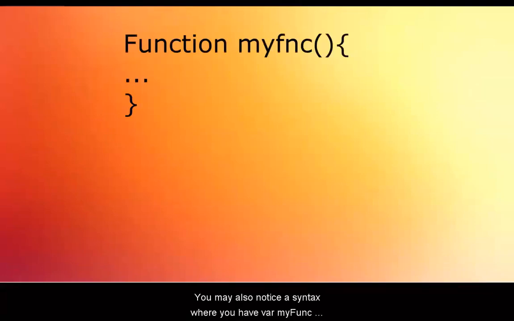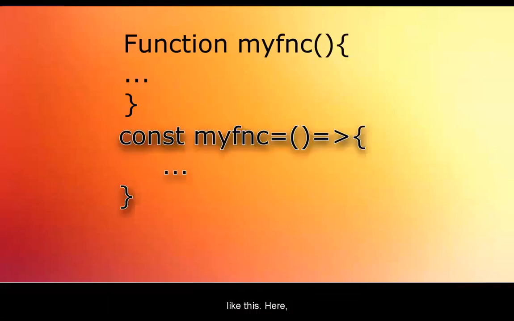You may also notice a syntax where you have var myfunc equal to function. Now an arrow function looks like this. Here I store it in a constant and then on the right side of the equal sign is the syntax of the arrow function. A list of arguments, which can be empty or can contain arguments, and then an arrow, so an equal sign and a greater than sign, then the body of the function.